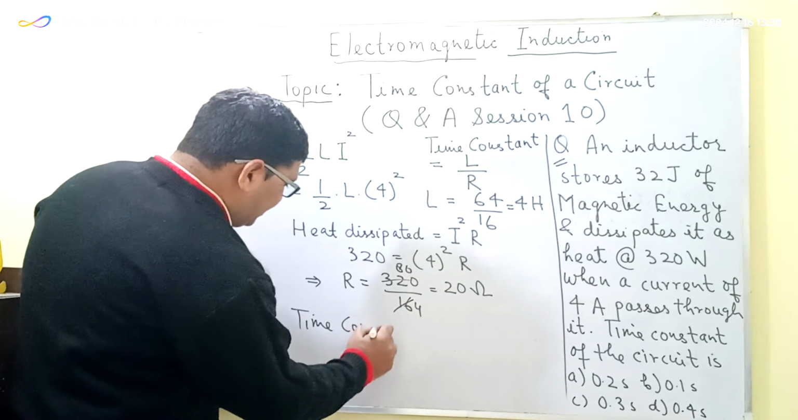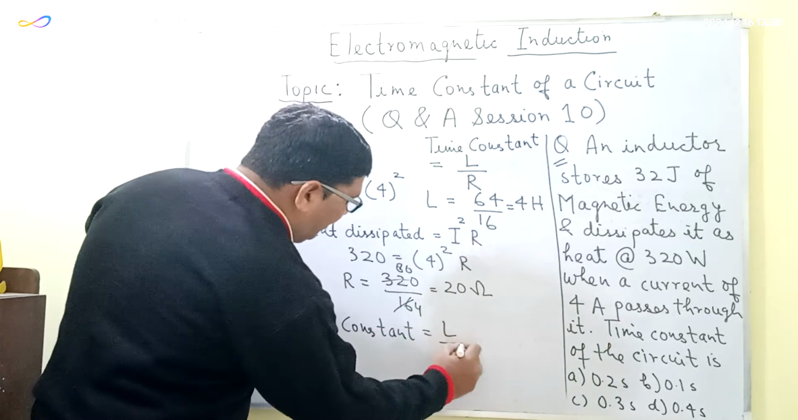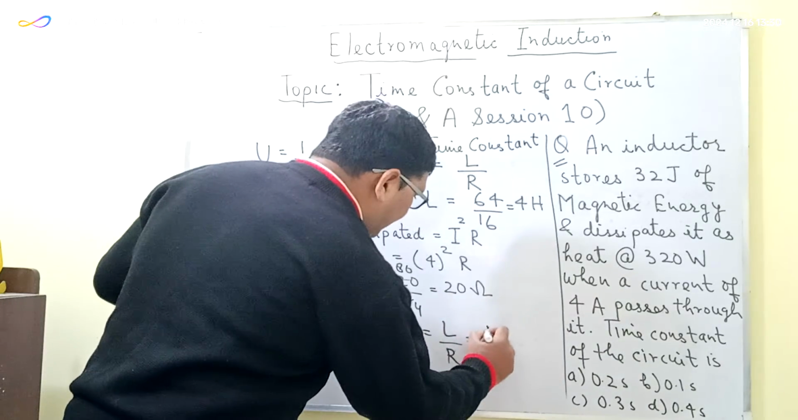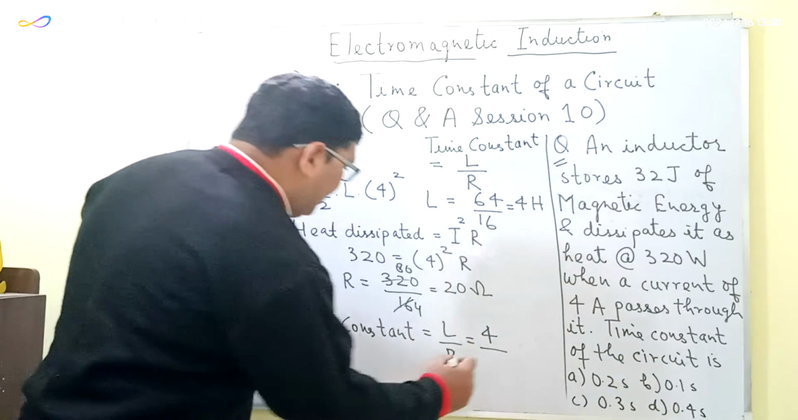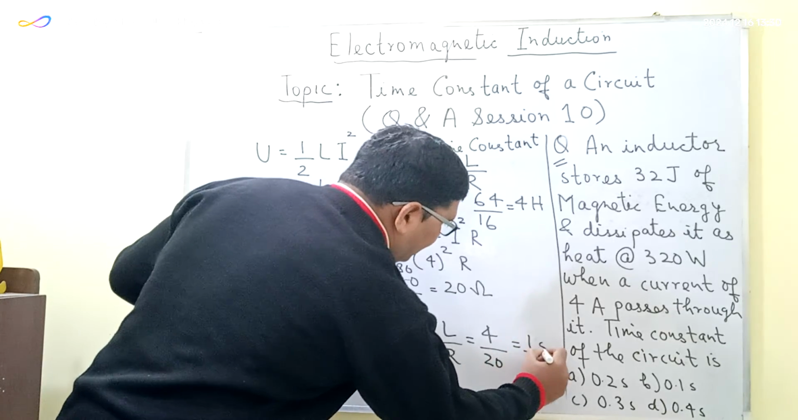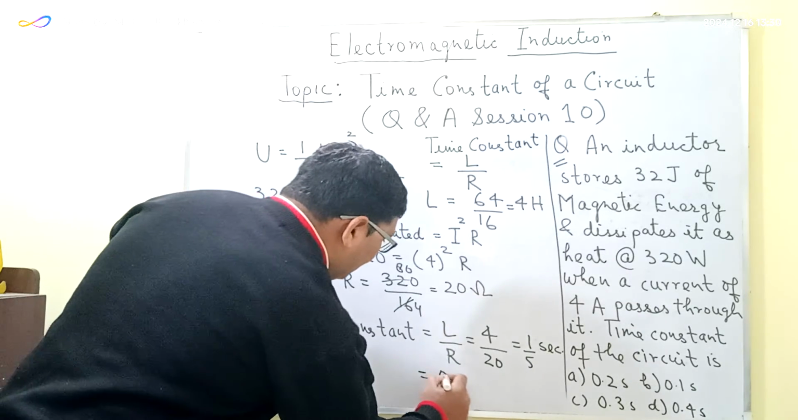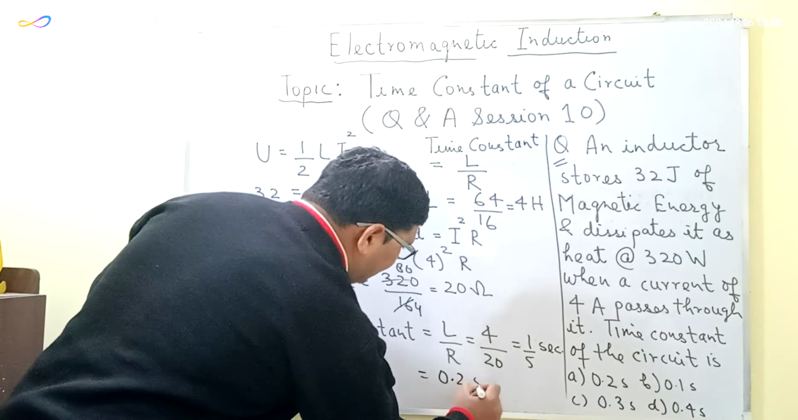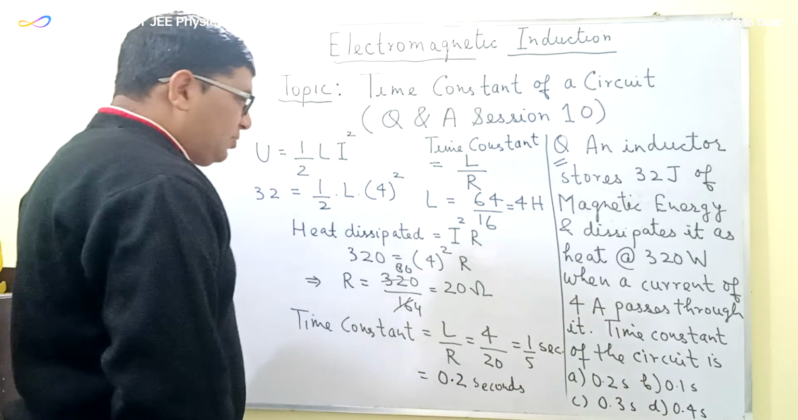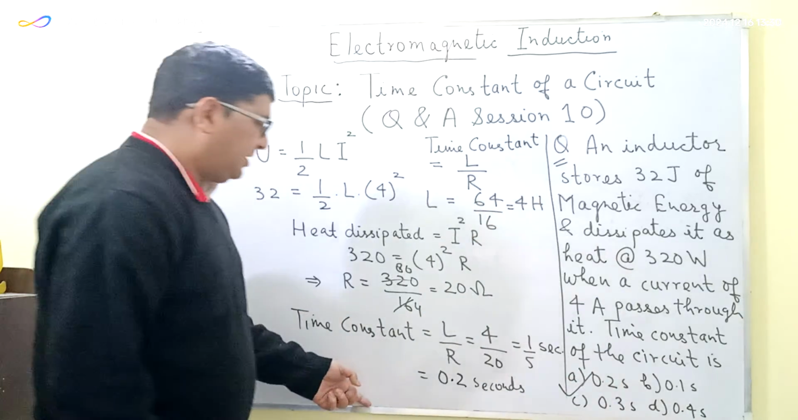So the time constant of this circuit is equal to L upon R. This will be equal to, L here was equal to 4 Henry and R is equal to 20. So this is equal to 1 upon 5 seconds, or this is equal to 0.2 seconds. So the correct option here is A, that is 0.2 seconds.